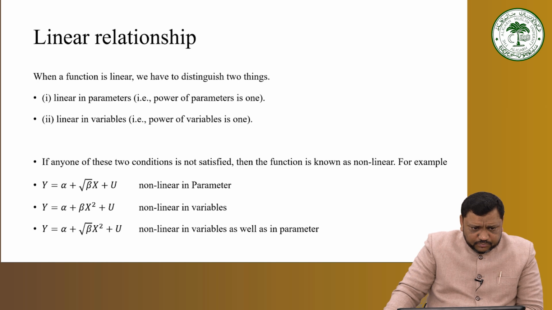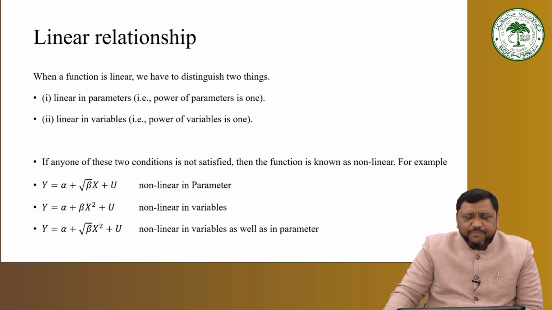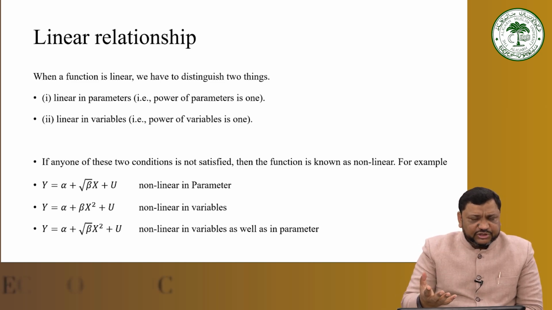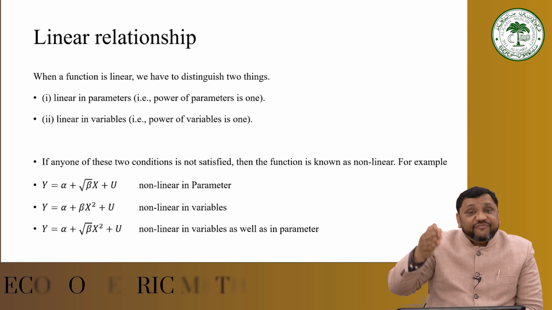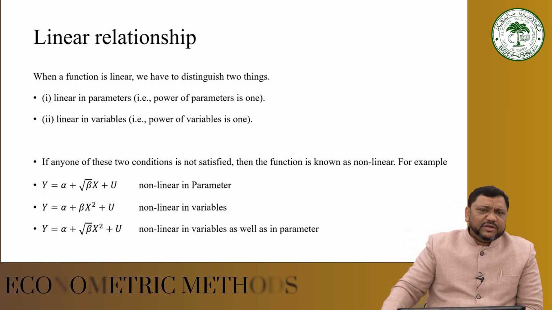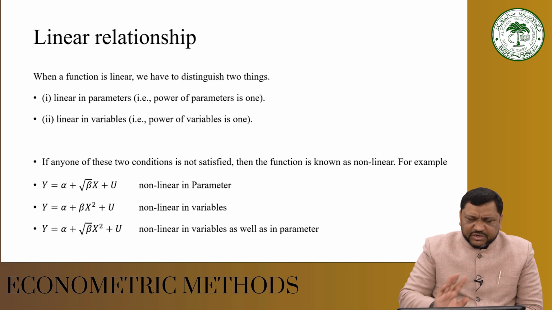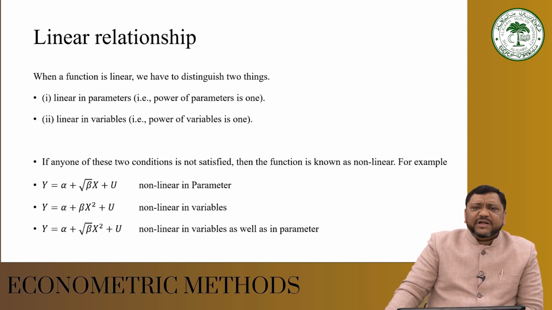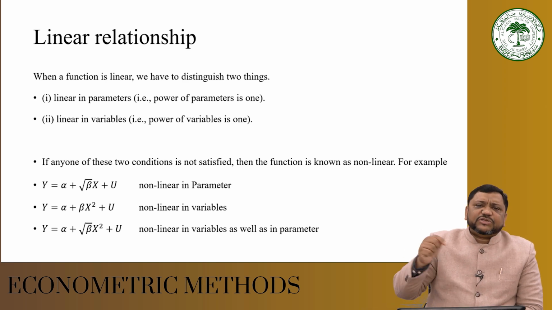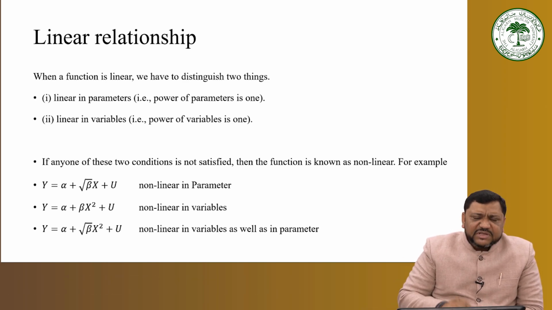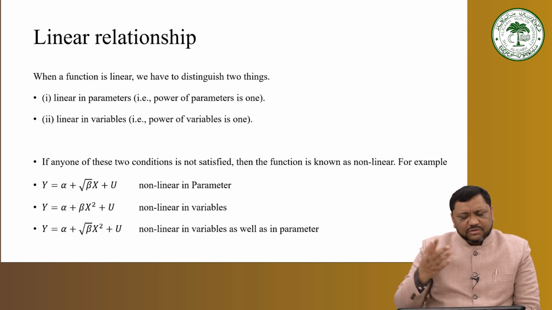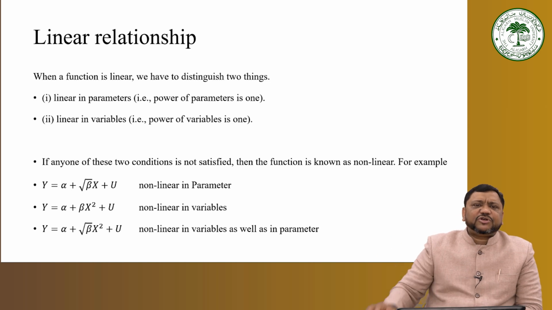We take the second one, the middle one here: y is equal to alpha plus beta x square plus u. X square makes it a non-linear relationship, but it is non-linear in variable. So this we can convert into linear and we can work with it. There is no problem. The third one has a square root sign over beta and there is an x square. So it is non-linear in both variable and parameter. So this we will not be working with in our discussions on econometrics.